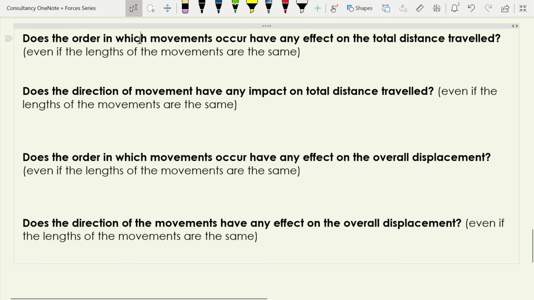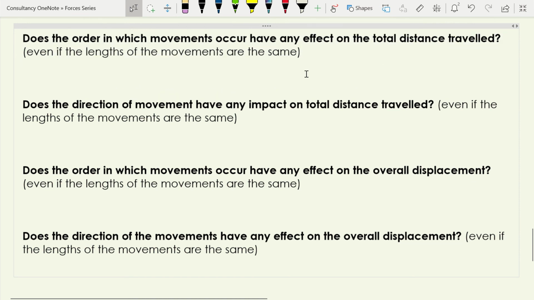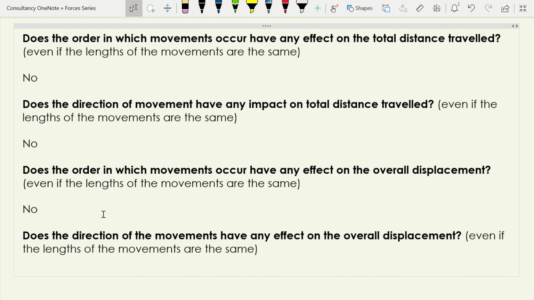So, does the order in which movements occur have any effect on the total distance traveled? No, we saw that it doesn't matter. We saw that right at the top. And if you want to see some evidence of that, jump back in the video. Does the direction have any impact on the total distance traveled? No, it doesn't. As long as the lengths are the same, the distance traveled will be the same. So moving on to displacement now, does the order in which the displacements occur affect the overall displacement? No, it doesn't. We can add them in any order we choose.